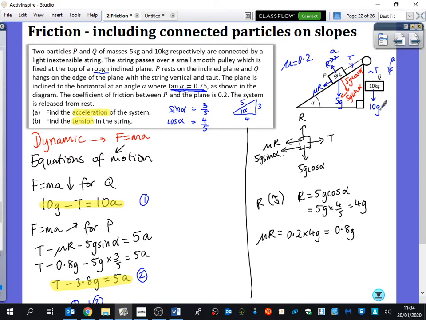So Q would hit the floor, but P would have already been traveling at that point. So P would keep moving up the slope even after Q has hit the floor. But after Q has hit the floor, what can you say about the way that P would be traveling up the slope? Would it be going? It would be decelerating because it's no longer got tension in the string because Q isn't moving anymore.